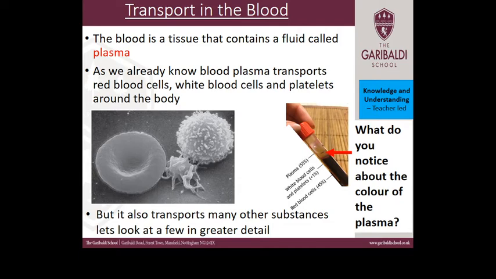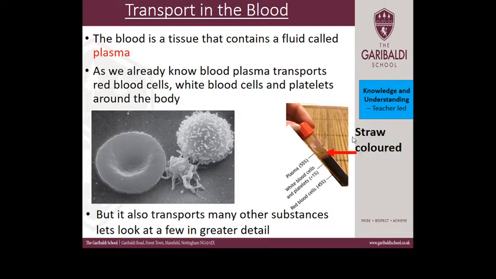So if you have a look at the picture over here on the right, what do you notice about the color of the plasma? So this is some blood. It would be put in a machine called a centrifuge, and this separates different solvents by their mass. So depending on the speed you spin it at, different solvents will be separated. For example, you can see red blood cells, then white blood cells, this thin layer over here, and platelets, and then we have plasma over here.